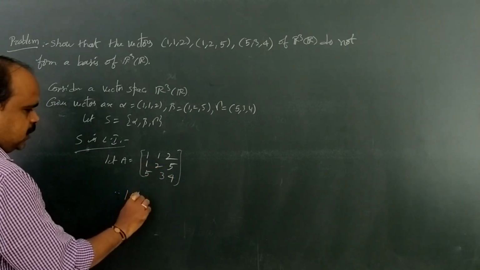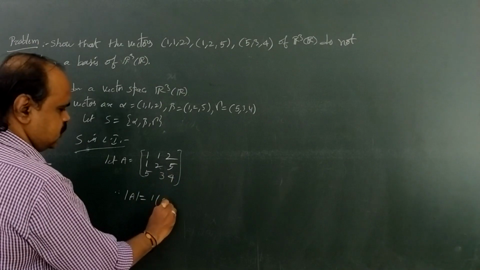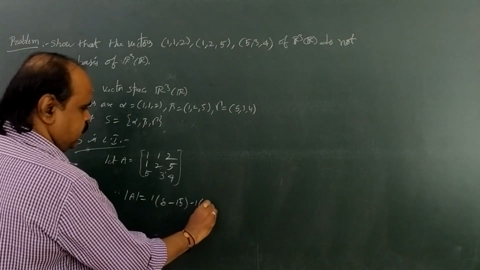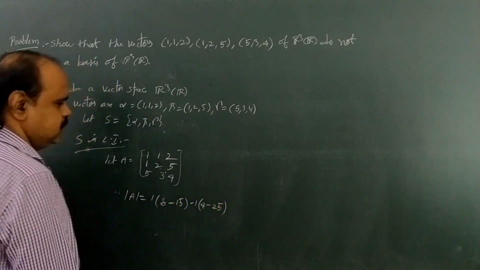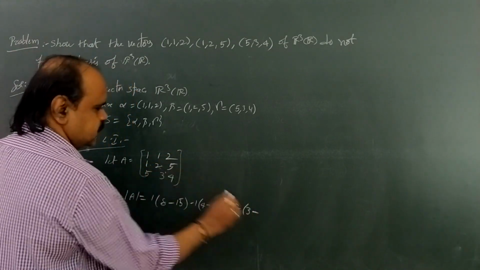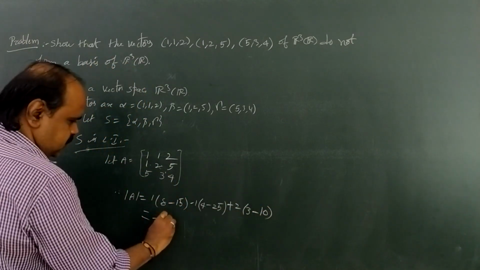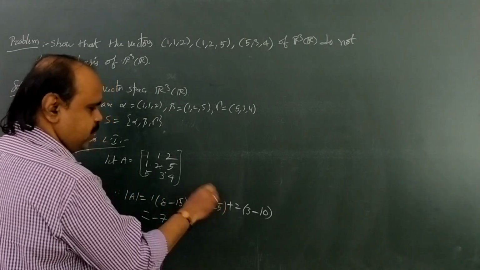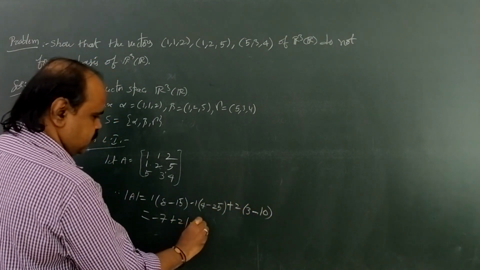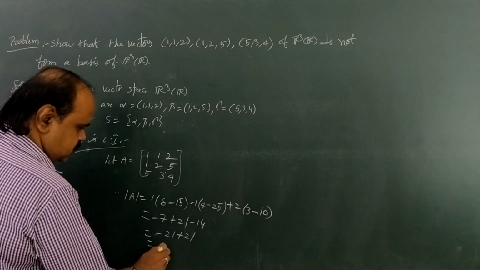Now find the value of the determinant of A. 1 into (4 twos are 8 minus 15), minus 1 into (4 minus 25), plus 2 into (3 minus 10). So that equals 8 minus 15, which is minus 7, minus (4 minus 25), which is minus minus 21, that is plus 21, plus 2 into (3 minus 10), which is 2 into minus 7, that is minus 14. So minus 7 plus 21 minus 14, that equals 0.